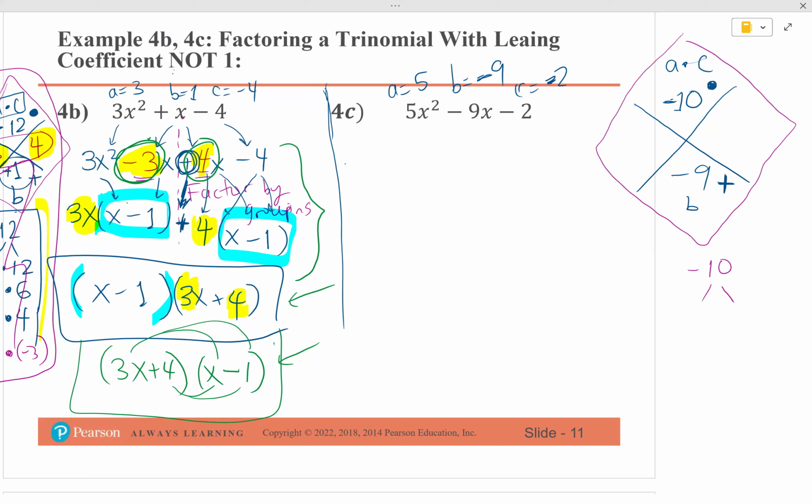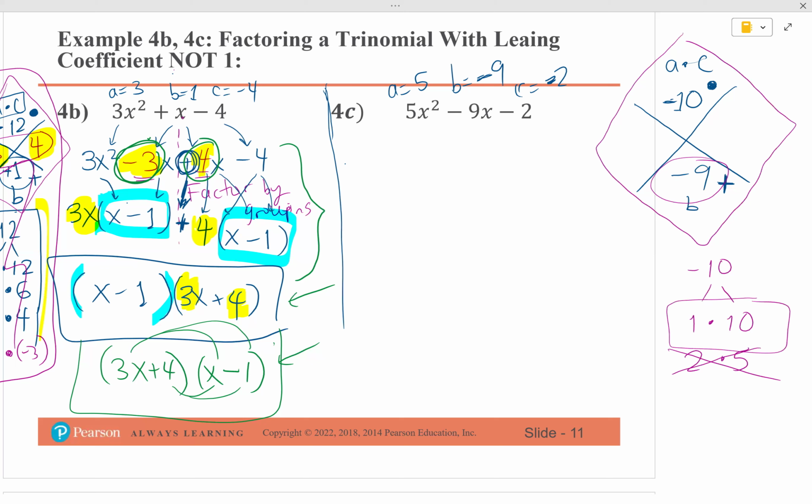Okay. What two numbers multiply to make 10? It could be 1 times 10. Maybe one of those is negative, or both are negative. I don't know. 2 and 5. But which pair might add up to -9? I think 2 and 5, there's no way those are going to add up to -9. Even if you make both of them negative, they only add up to -7. So it's got to be these two somehow.